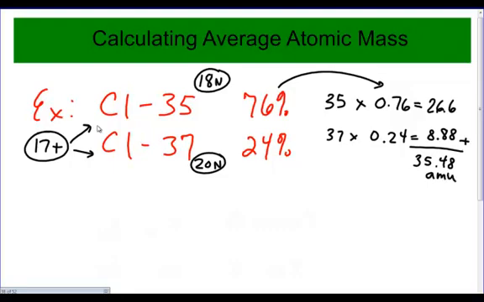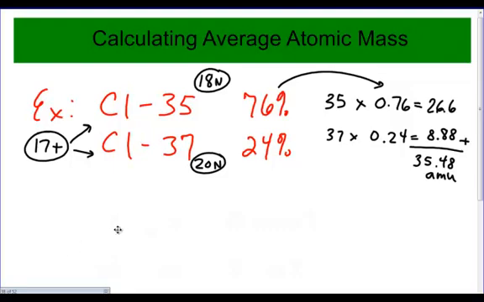Now I included the AMU because this is a mass that we're discussing, and AMU is the unit that you use for mass. If you look at the periodic table in our class, the average atomic mass is 35.45 AMU, and that's very close to what we got. So that's an average atomic mass for all the isotopes of chlorine.